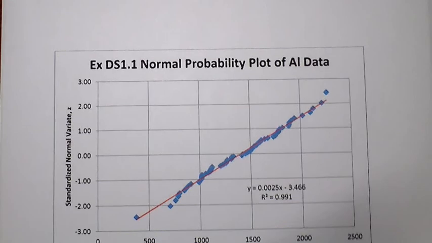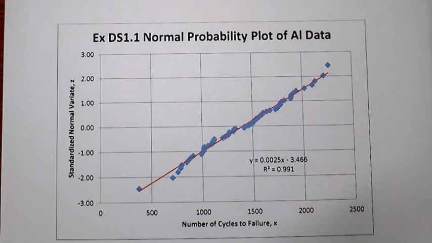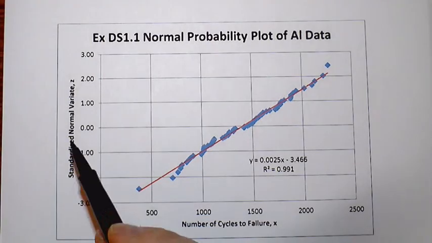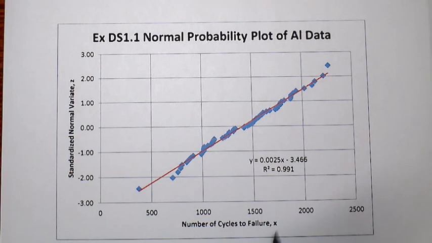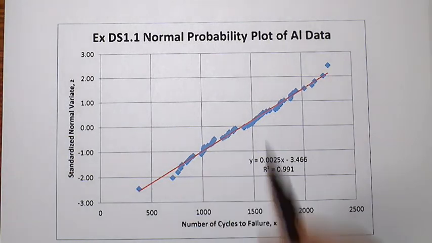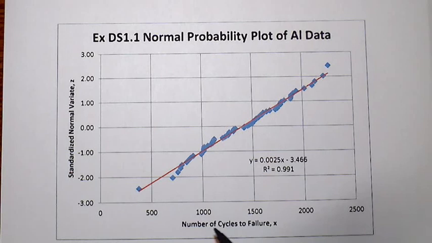And through the magic of computers, here is the plot on an arithmetic scale of our standard normal variant versus our number of cycles to failure. Here's all our paired coordinates in the blue dots, and a red line that's been fitted to that. Now, back in the old days, you would fit that red line just graphically. You weren't trying to milk this for too much. You were just trying to get a sense, best fit by eye. Hey, did this data look like it was approximately normally distributed? Was that an appropriate model to use?